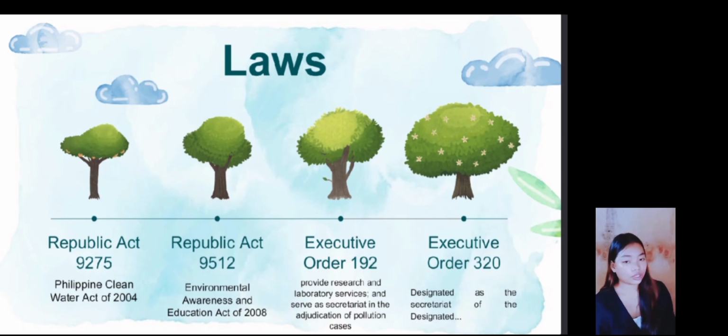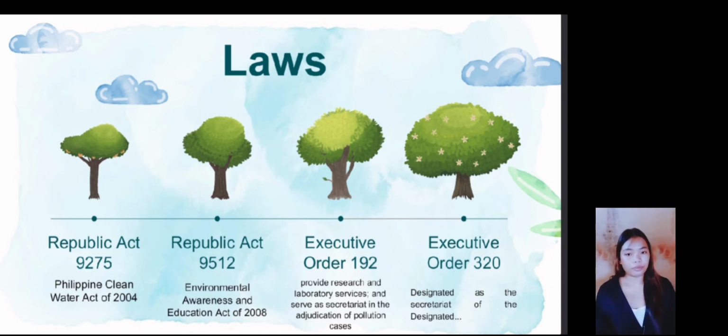Republic Act 9275, Philippine Clean Water Act of 2004. The law aims to protect the country's water bodies from pollution from land-based sources, industry and commercial establishments, agriculture, and community household activities. It provides a comprehensive and integrated strategy to prevent and minimize pollution through a multi-sectoral and participatory approach involving all the stakeholders.